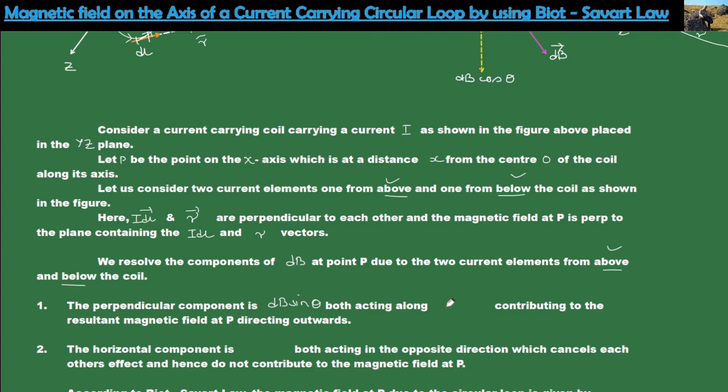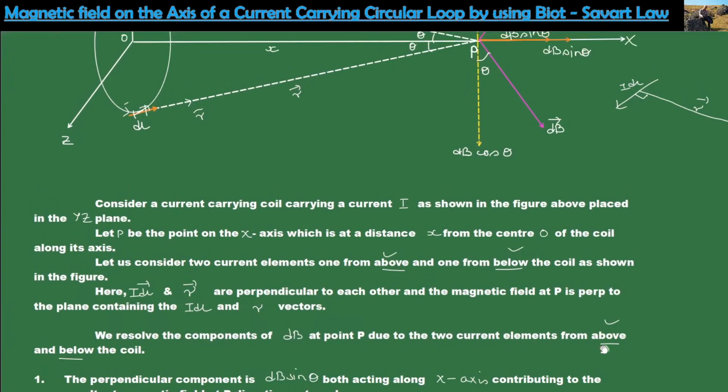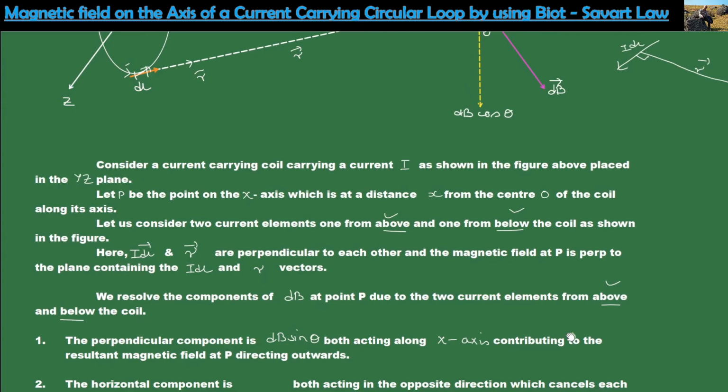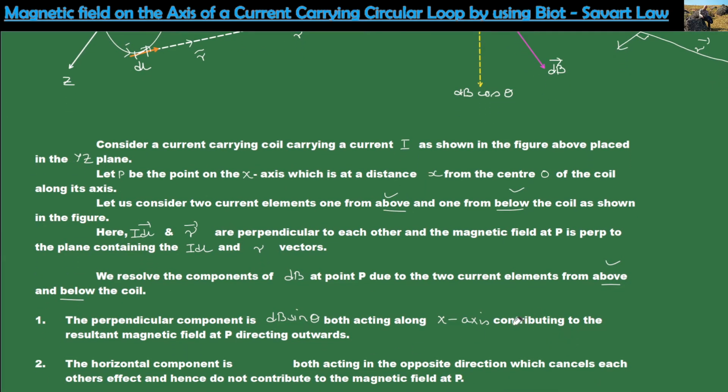Both these are acting along the x-axis. I have explained that this dB sine theta, from the upper portion and from the lower portion, is acting in the same direction. So they will contribute to the resultant magnetic field at point P, directed outwards. Okay, this is the direction outwards.